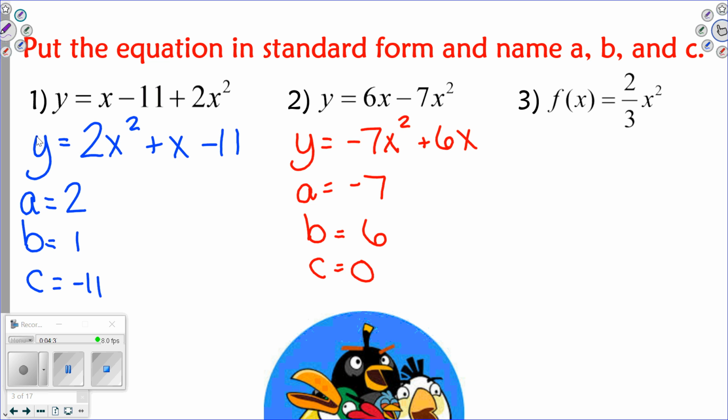All right, what about number 3? It's already in the right form, right? What's your A value? 2/3, just the number in front. What's your B? And your C? 0. All right, so just making sure we're clear on what all those things are. If something's missing, that actually still is a number. Don't just leave that part blank. It's a 0.